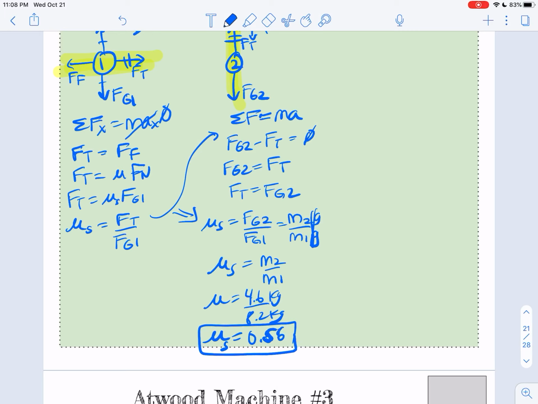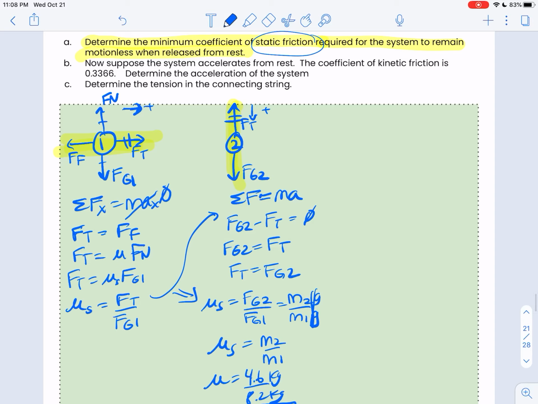Okay, remember if it's greater than 1, it's not necessarily wrong, but it's worth a double check. All right, next thing. Now suppose the system accelerates from rest. The coefficient of kinetic friction is 0.3366. Determine the acceleration of the system.